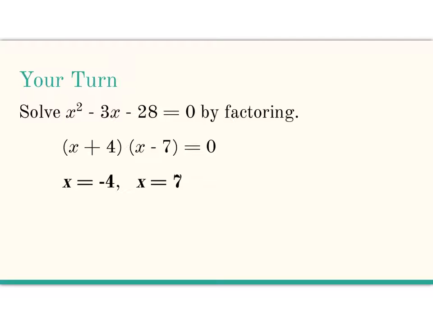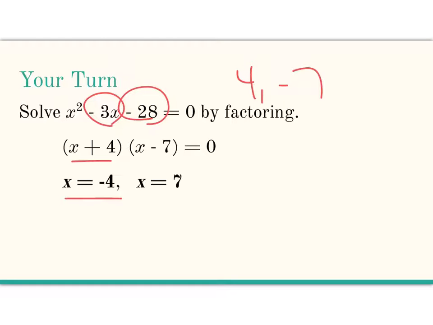Hopefully you caught on pretty quick that the two numbers that multiply to negative 28 and add to negative 3 are 4 and negative 7. And since the leading coefficient was 1, we can drop them right in. We have x plus 4 as a factor.